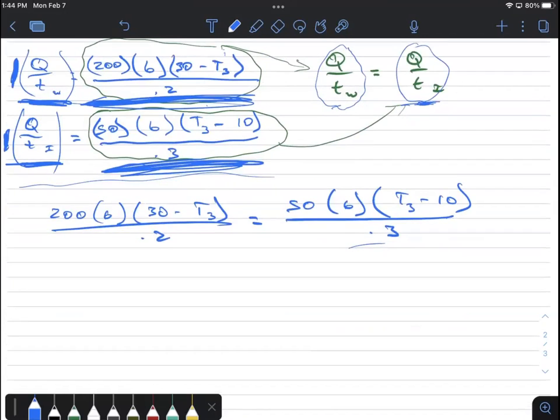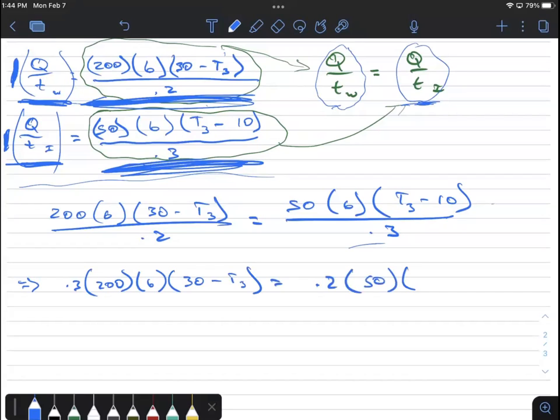So now what we want to do is calculate that value. How do we calculate it? Well, this is algebra. What I have found is the easiest way to do this is, nobody likes fractions, okay? So get rid of the fractions. How do I get rid of the fractions? Cross multiply the denominators. The 0.2 on the left, multiply it over to the right, and the 0.3 on the right, multiply it over to the left. And so what you have now is 0.3 times 200 times 6 times 30 minus T3 equals 0.2 times 50 times 6 times T3 minus 10.